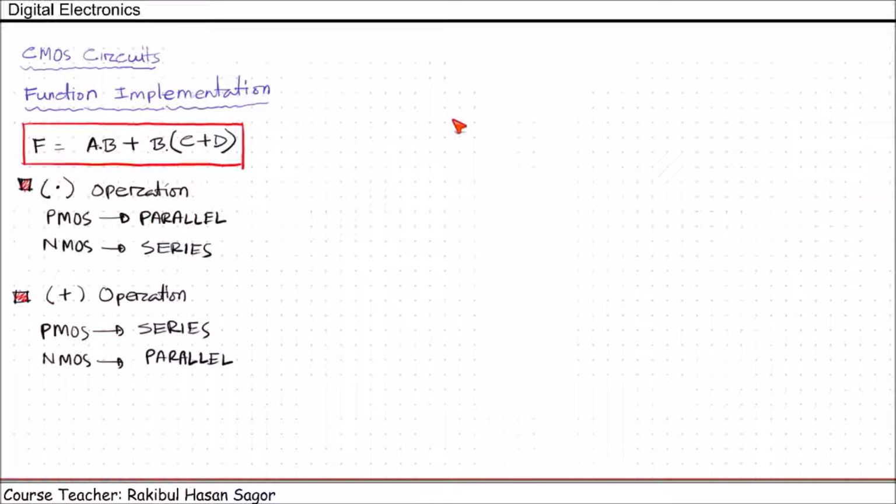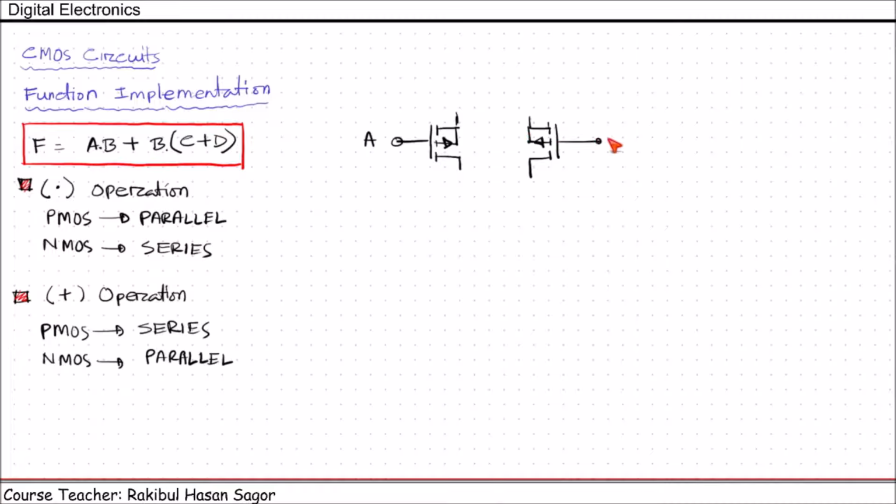So let's draw this. This is PMOS. We have A here, and another will be like this. This is B, and they are to be connected in parallel. Here we have VDD. So this AB portion is done for the PUN, the pull-up network part. Now still we need to complete this portion.